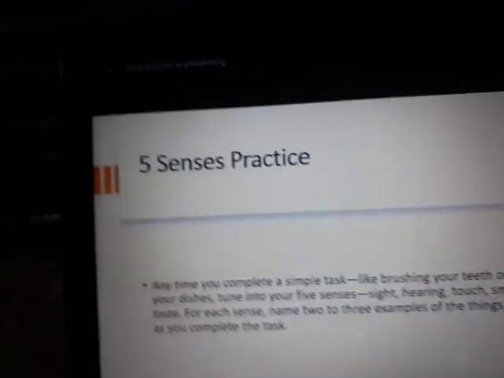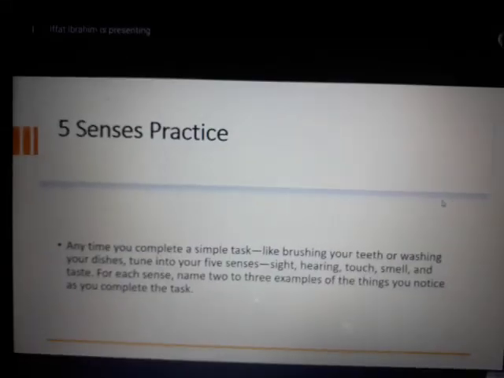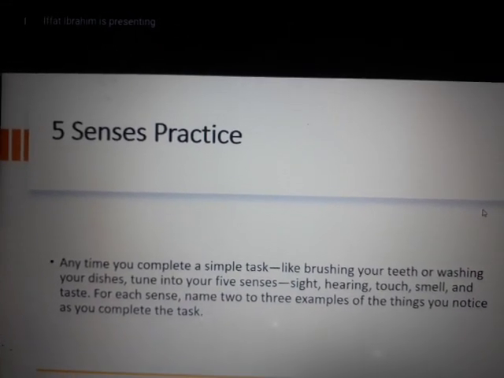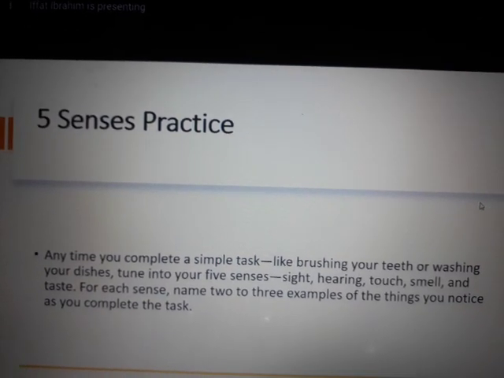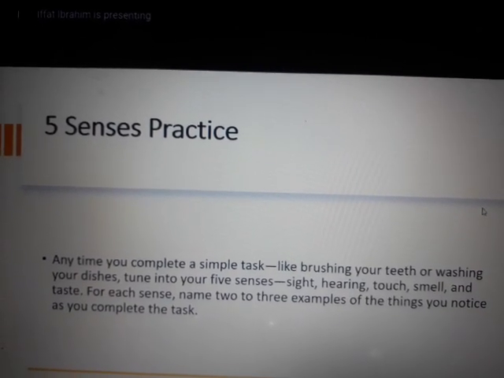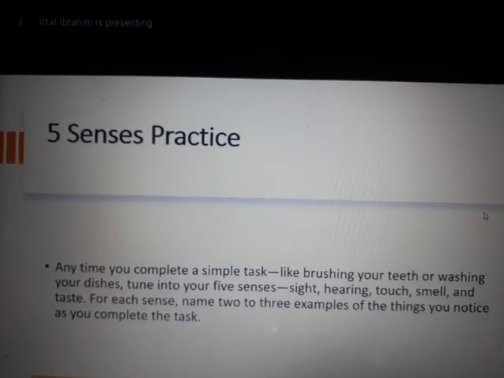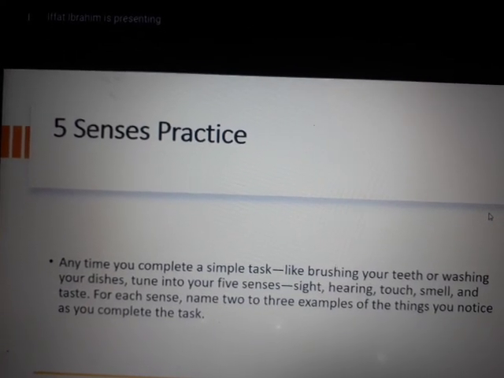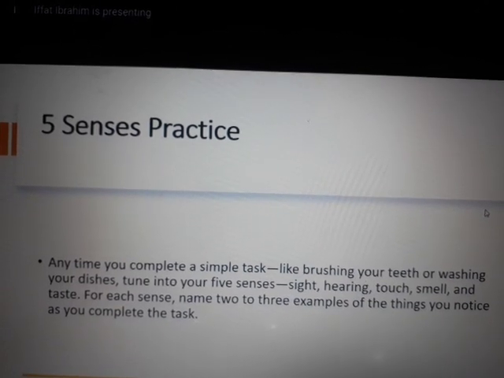So anytime you complete a simple task, even a simple task like brushing your teeth or washing your dishes, tune into your 5 senses. What we did in the previous exercise was concentrate on our 5 senses: sight, hearing, touch, smell, and taste. And for each sense, name one, two, or 3. So we'll do another exercise. I'd like you to listen to this.